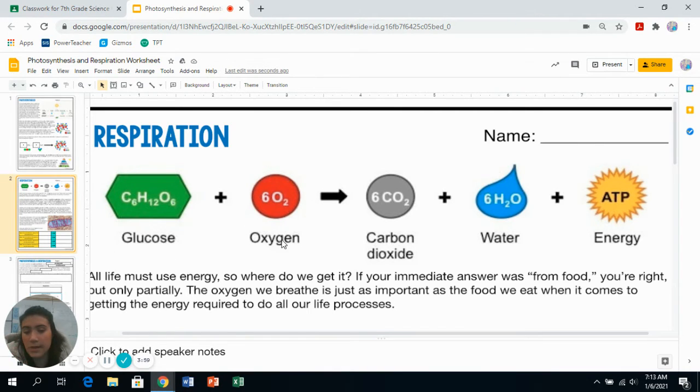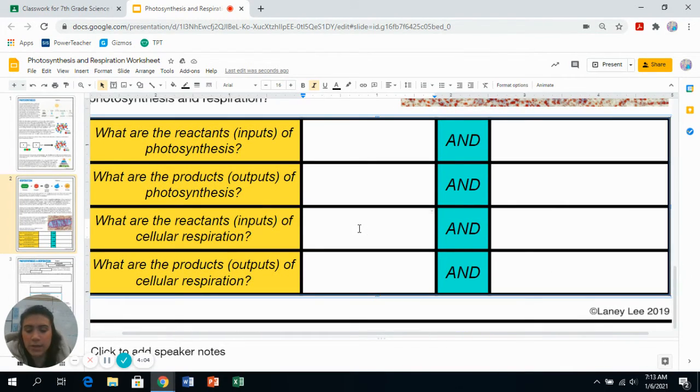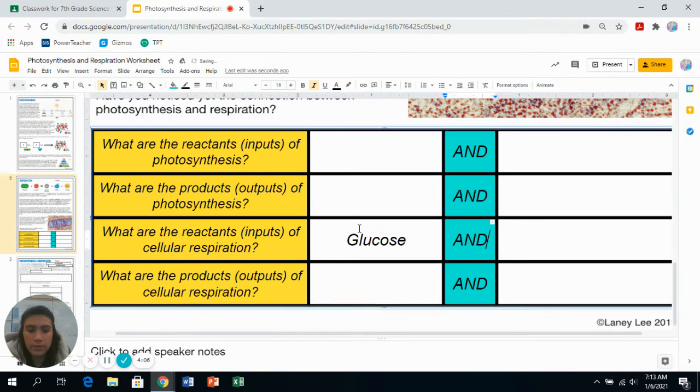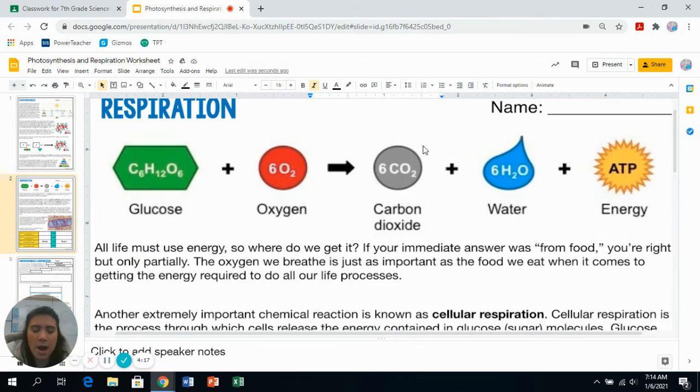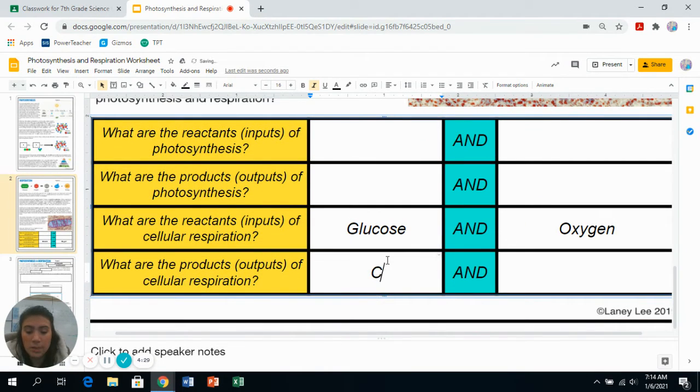So we have our glucose and our oxygen. Those are the things that we need to create our energy, that sugar and our oxygen. And then what are the products of cellular respiration? So what comes out of us is, and you can choose 2 of them. I'm going to say carbon dioxide and water, because those are the things that photosynthesis needs to happen as well. So we have carbon dioxide and water for our products, because we expel CO2 and water.